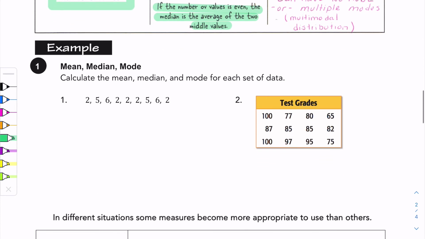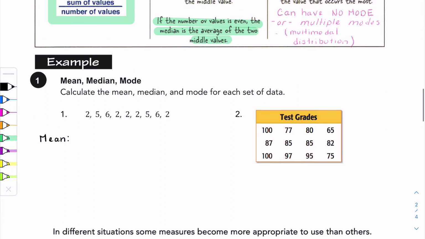Let's take a look at the first example. In my first example, we need to calculate the mean, median, and mode for each data set. Let's start by looking at the mean for number one. The mean is when we add up all of the values and then we divide that by the number of values. So if we add these numbers together, we would add 2 plus 2 plus 2 plus 2 plus 2 plus 5 plus 5 plus 6, and that's equal to 32.